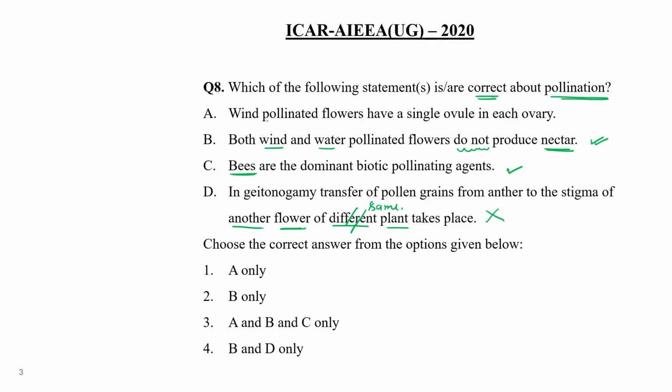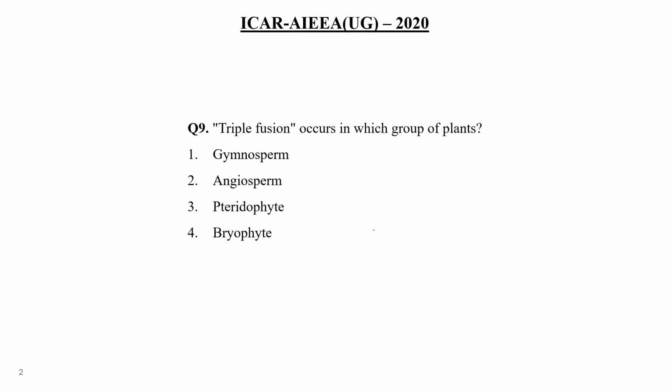Now, wind pollinated flowers have a single ovule in each ovary. This one is again a correct statement. So only statement D is not correct. The rest all three are correct. So according to this, choice number 3 would be the correct answer. Clear? Okay. Now let's move to the next question, that is question number 9.